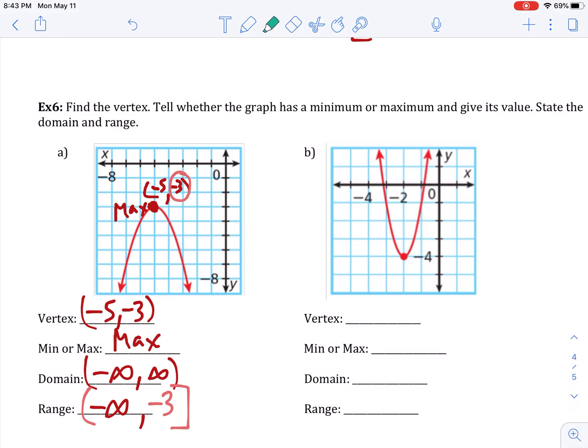Okay? So your homework is just this one problem right here, 6b. Homework.